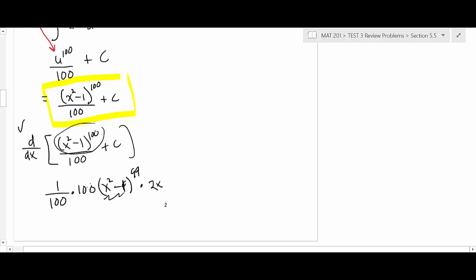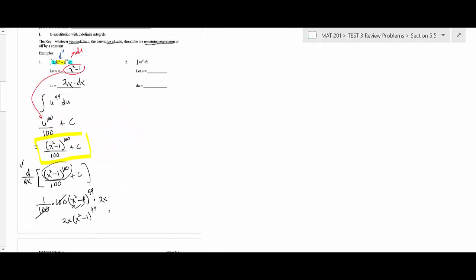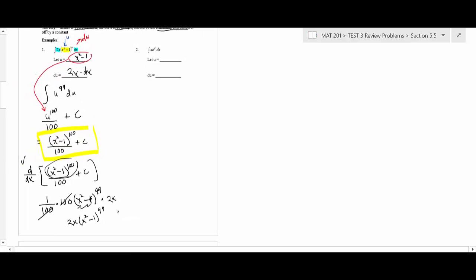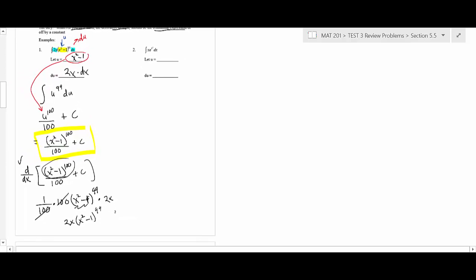Now let's see what happens. The hundreds cancel out. So what you're left with is 2x times x squared minus 1 to the 99th. Is that what we integrated? I think it is. So see, we're right. That's how you can tell you're right. You take the derivative of your answer and see. You got it. When you're doing U-substitution, everything has to be accounted for. Okay, that's the big deal. All right, does that make any sense?